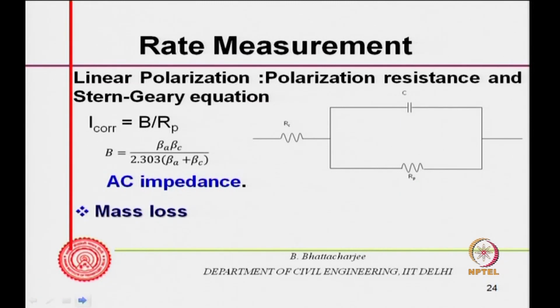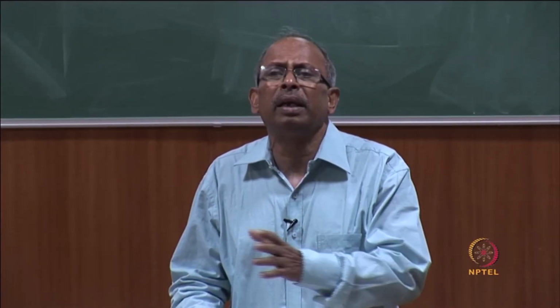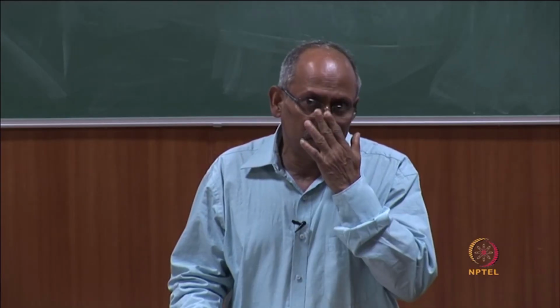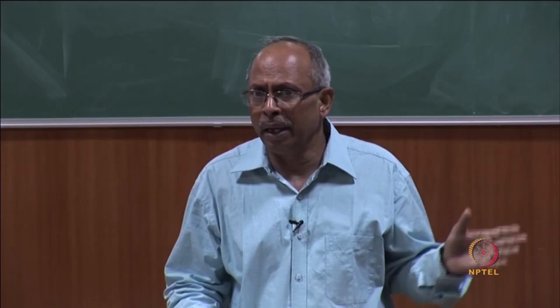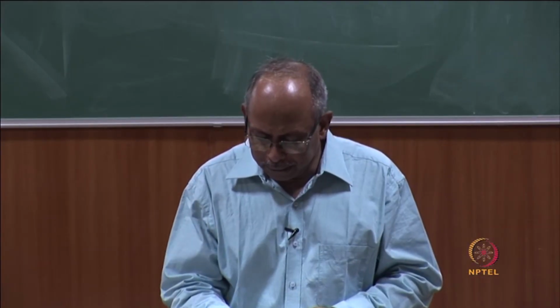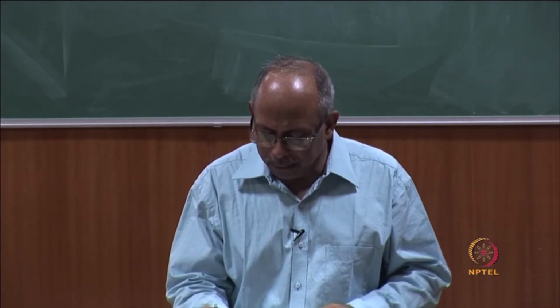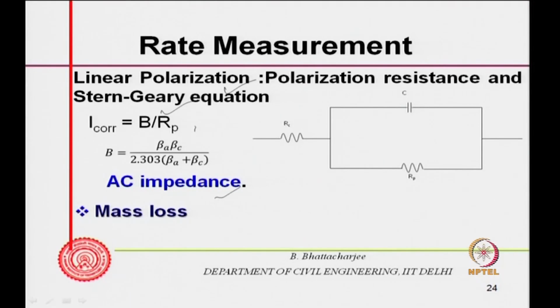There are several other methods for corrosion rate measurement: in situ electrochemical methods, galvanostatic methods, and electrochemical noise method. There are a number of them, but the most popular is the Stern-Geary method, the LPR method, and next is this, that is why I said.